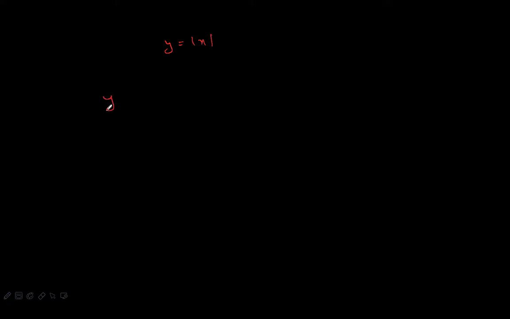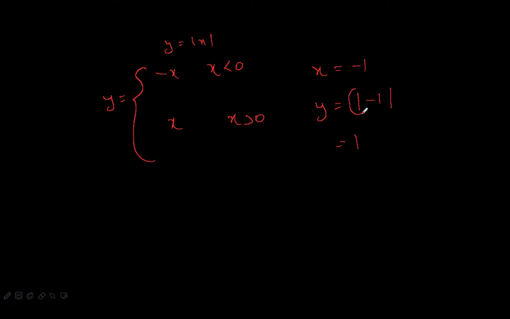y equal to mod x means y equals minus x for x less than 0, and x for x greater than 0. That means suppose x equal to minus 1, then what is the value of y? y equal to mod of minus 1, which is 1. This mod operator will create a minus if the inside value of x is negative. So here the inside value of x is minus 1, so it multiplies by minus 1. Minus into minus becomes plus, so it becomes 1.